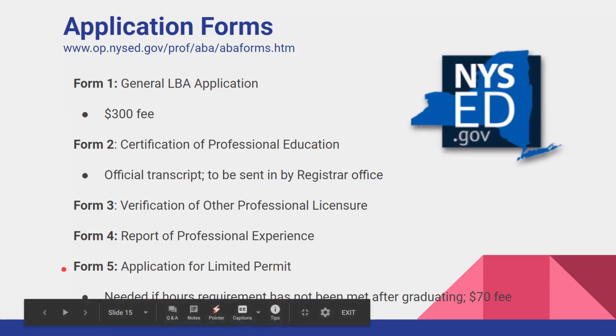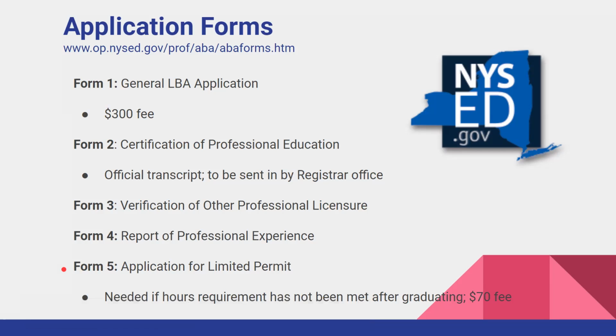And Form 5 is the application for a limited permit. You need to apply for this if you have graduated from the program and you're no longer taking classes. If you're no longer a student, you can't accrue hours towards the LBA. It's just a rule.